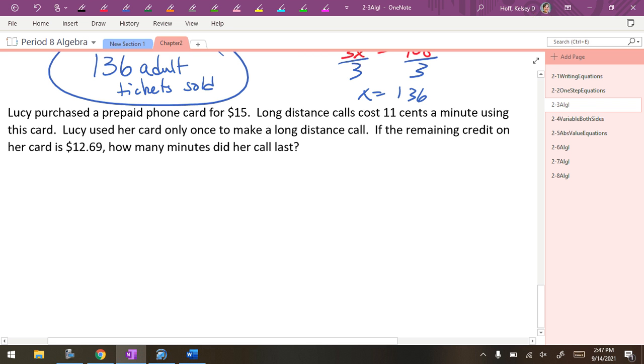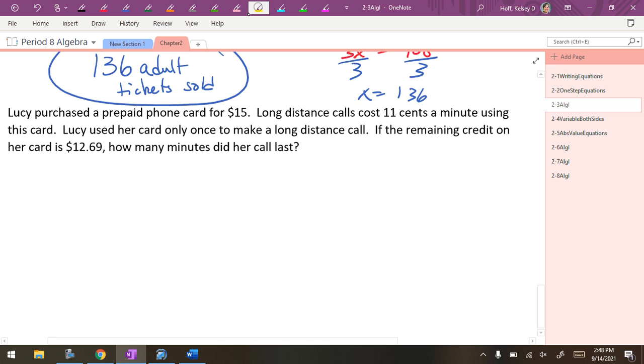And there's a number on there and there's money preset on there. So you basically call this company, you say, I need to use this money off this, and then it lets you call out. Think of it as a prepaid gift card that has $15 on it. And when you make a long distance call, it costs you 11 cents a minute to use the card. Lucy used her card only one time to make a long distance call. And the remaining credit, or the balance that's left on there, is $12.69. And they want to know, how many minutes did her call last?